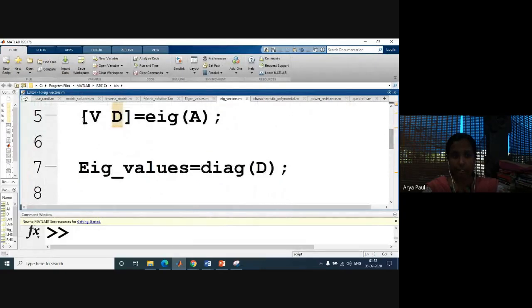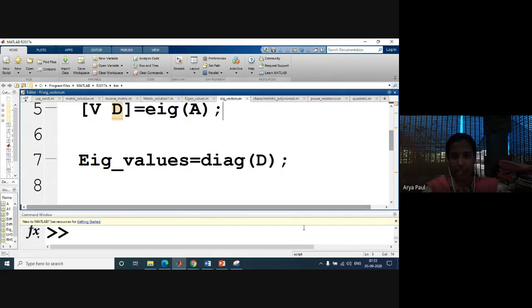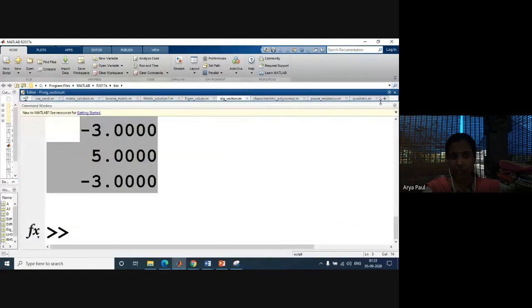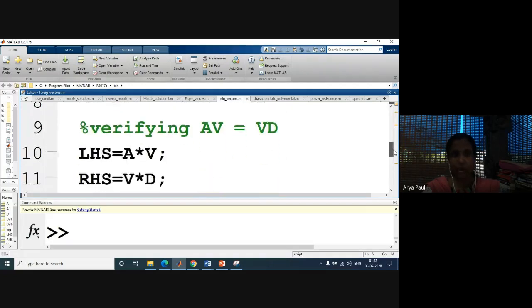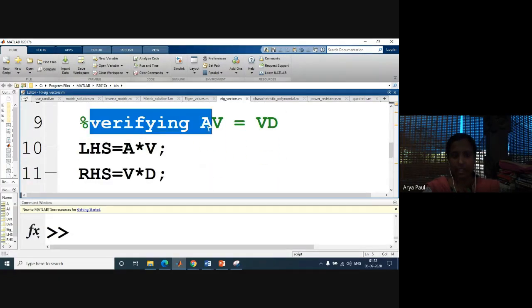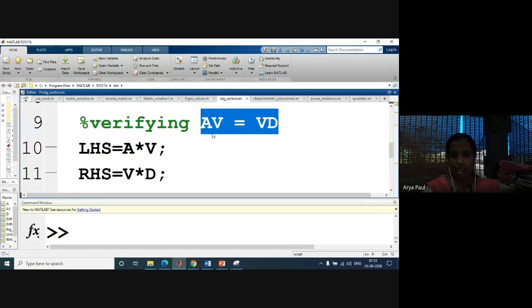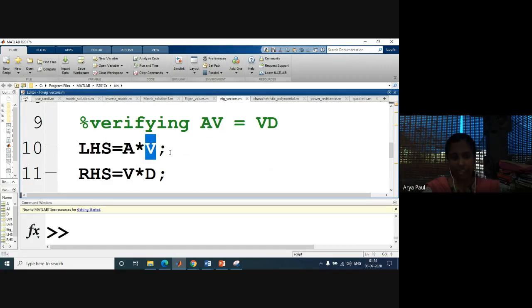So already I have found V and D, the eigenvectors and eigenvalues. Now we have seen what the eigenvectors and the eigenvalues are. Here -3, 5 and -3 are the eigenvalues. Now we need to verify the equation AV equal to VD. In order to verify it, LHS is AV: just multiply A and V, where V is the eigenvector. RHS is V into D.